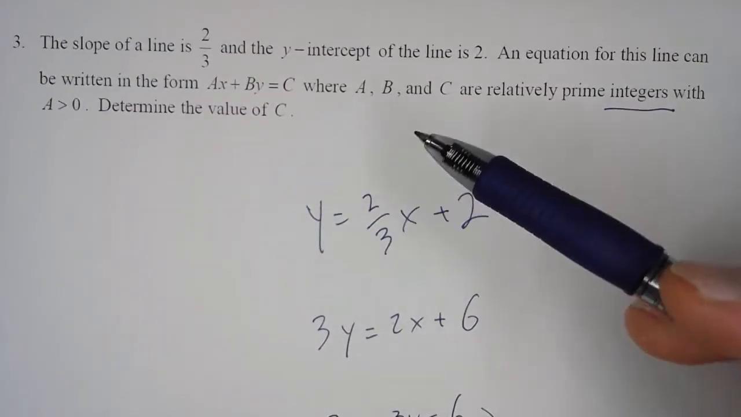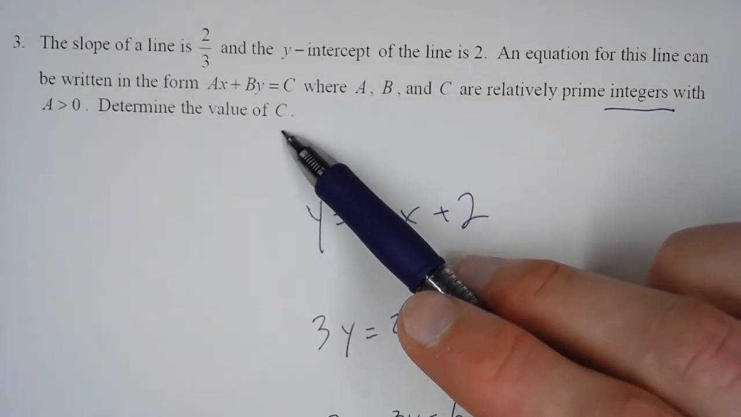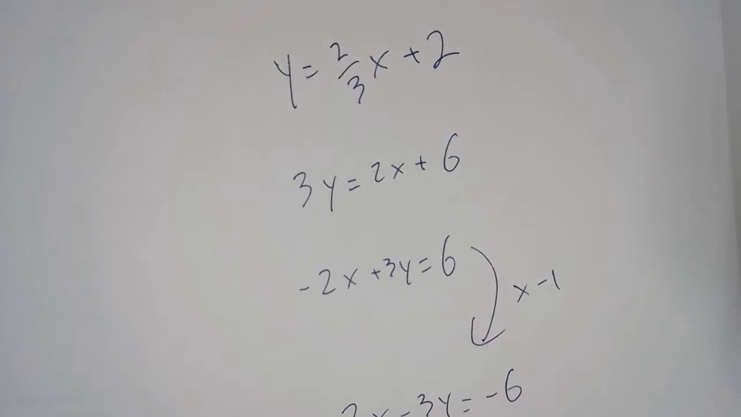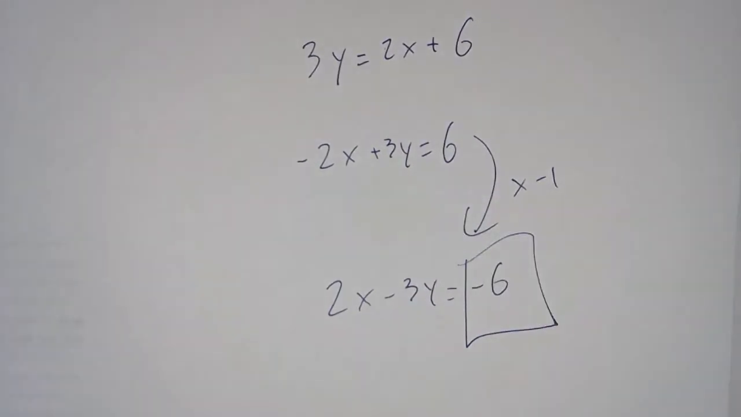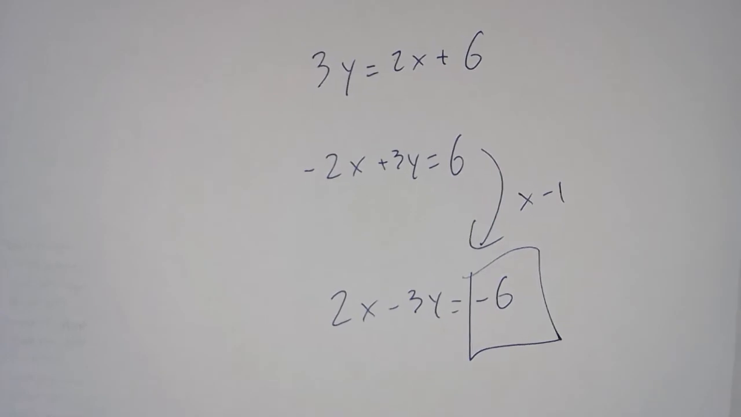Now what they want is the value of c in this equation. So in this equation, the value of c is the number by itself, and so that is -6. There's our answer, and we're done.